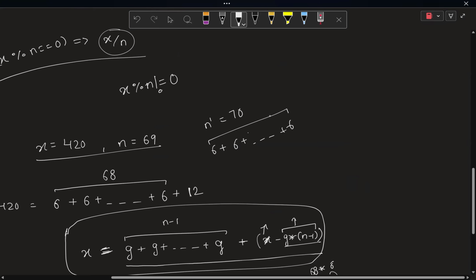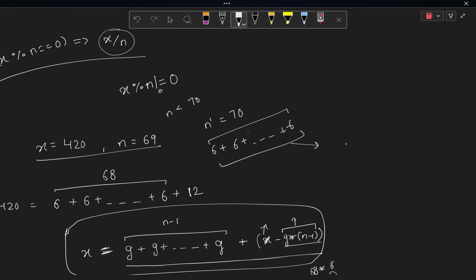I can do something like this. But here I have my n being smaller than 70. N is smaller than 70, specifically it is 69. And what I want here is the GCD. For the intuition purpose, you would have actually just thought that since there is one less element, what if I club the last two elements together?